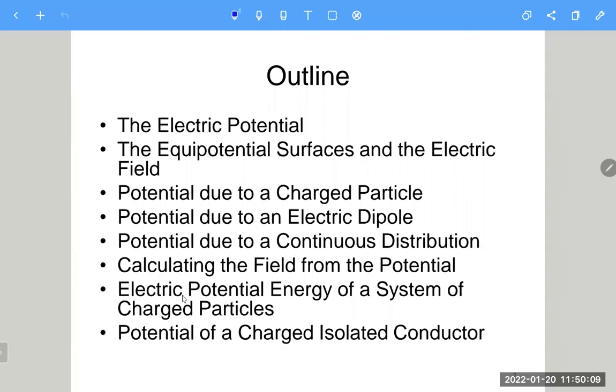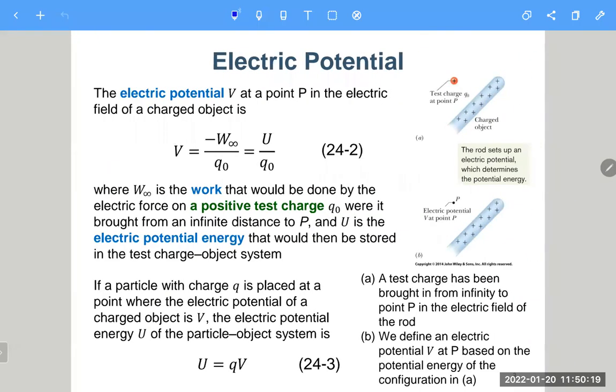Okay, so we will also introduce the potential energy for a system of charged particles and also the potential of a charged isolated conductor. Okay, so here, it says the electric potential V at point P in the electric field of a charged object is defined like this.